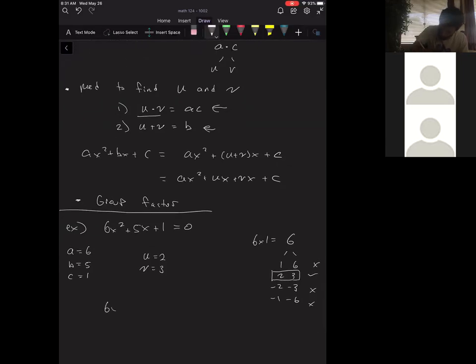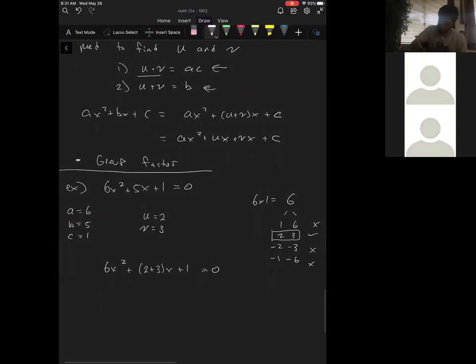So the next step we do now is we're going to rewrite this. We'll have 6x squared. And instead of writing 5, we're going to write 2 plus 3, x plus 1 is equal to 0. And then the next step was to distribute this x through the parentheses. So we're going to have 6x squared, and if we distribute the x, we have plus 2x plus 3x plus 1 is equal to 0.